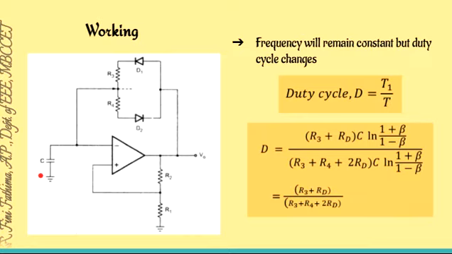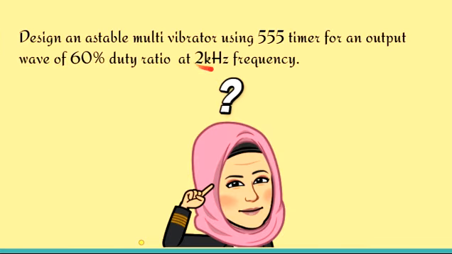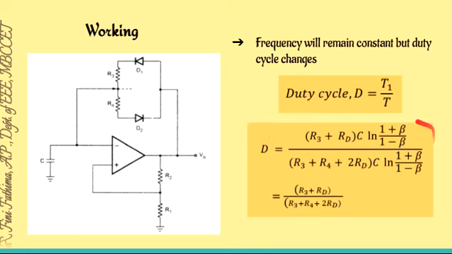Next, the frequency is given as 2 kilohertz. So 1 by 2 kilohertz, you will get the time period. That time period into 0.6, you will get the on time. That on time you have to design with this value. Beta you don't have to take, it is R3 into C. So you select a value for C and you find out R3, then you have to find out R4 accordingly. Okay, I hope you understood. You have to solve this and submit in the Google Classroom.